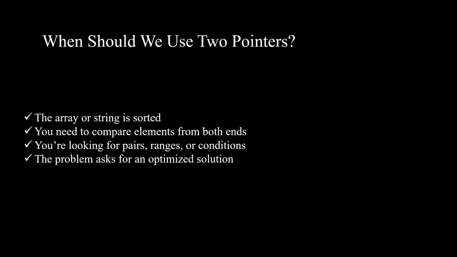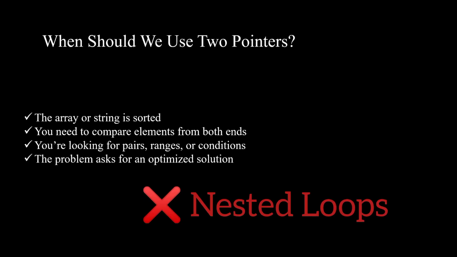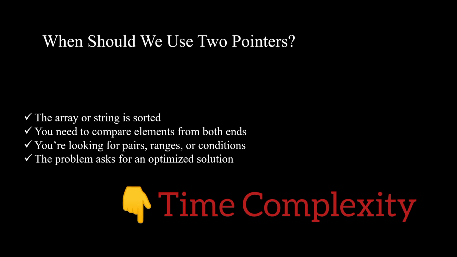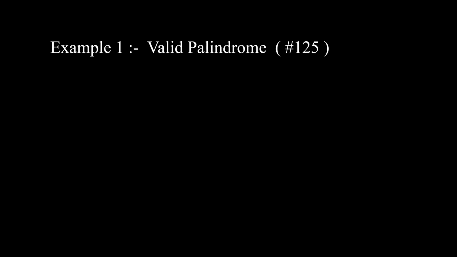At last, the problem asks for an optimized solution. Sometimes the problem does not directly ask to use two pointers, but it gives you a hint like: can you solve this faster, or avoid using a nested loop, or try to optimize the time complexity. This means brute force is too slow. Instead of checking every element with every element, we try to use a smarter method, and that's where the two-pointer approach helps. Next, we'll see one example on the two-pointer approach, which is valid palindrome.